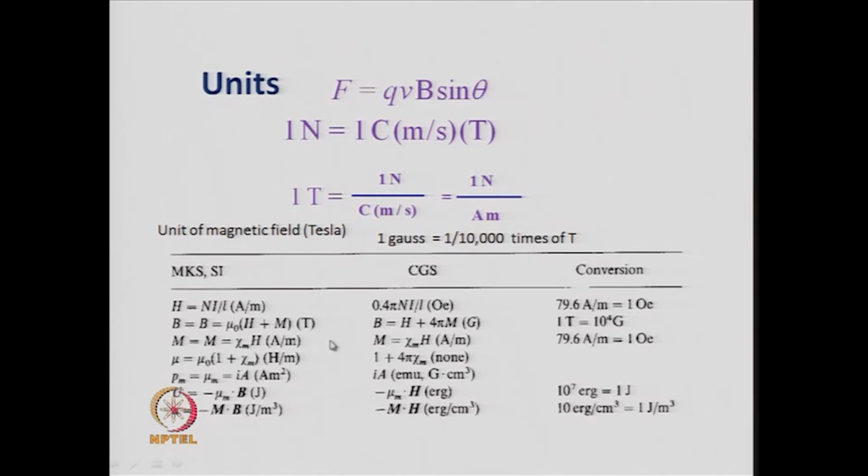Similarly, if you look at another equation, where mu is the magnetic permeability, it is related to 1 plus chi m, where chi m is the magnetic susceptibility, and mu naught into 1 plus chi m can be transformed to 1 plus 4 pi chi m. So, these kinds of differences in the equations can occur, and one has to be careful. There are many other differences between SI units and CGS units in magnetism, and one has to be very clear about them.